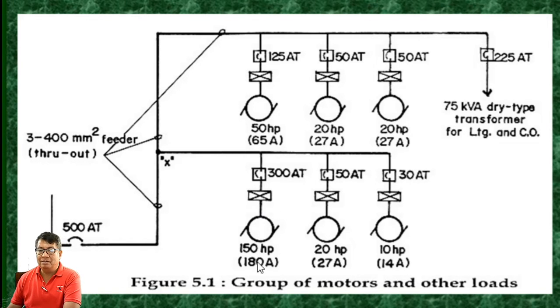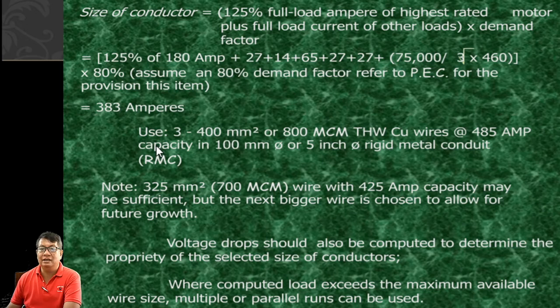So dito sa baba, we have also a group of motors here. We have 150, 20, and 10 horsepower. Okay, so out of these computations, we have this breaker settings here, no, group of motors. Paano ba ito mag-determine ng yung sa main feeder natin at saka sa main breaker setting? Paano ba ito? Ito yung gagawin natin.